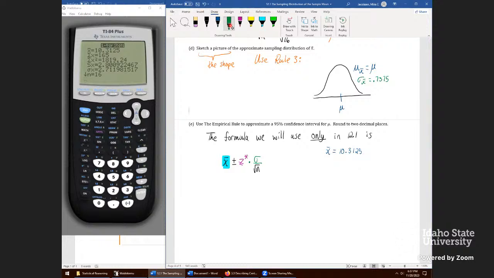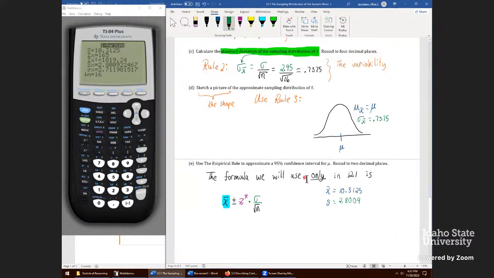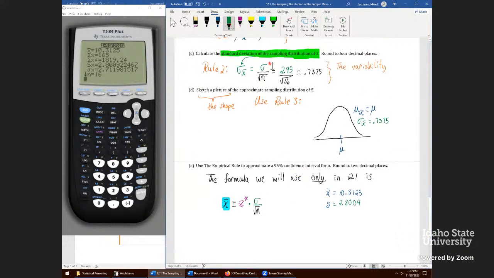Then the next value, S, the sample standard deviation, is 2.8009. I'll keep that one to 4 decimal places. And we don't necessarily have to use it because we know sigma in this problem. But let me highlight this and this. Let me just fix my color coding as well.